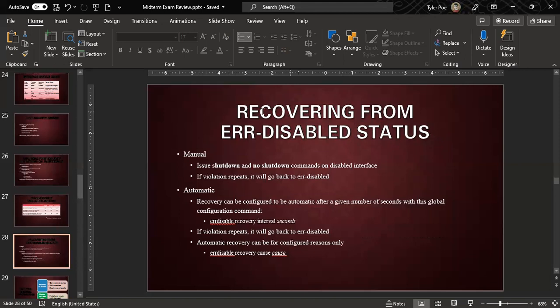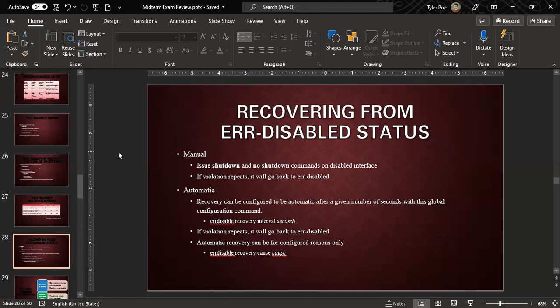So one thing you need to know here is when you're trying to recover a port from the error disabled status, all you need to do is issue the shutdown command and then issue the no shutdown command. So basically shutdown, no shutdown. So that will bring the port back up. However, if a violation happens again, it's going to go back to error disabled.